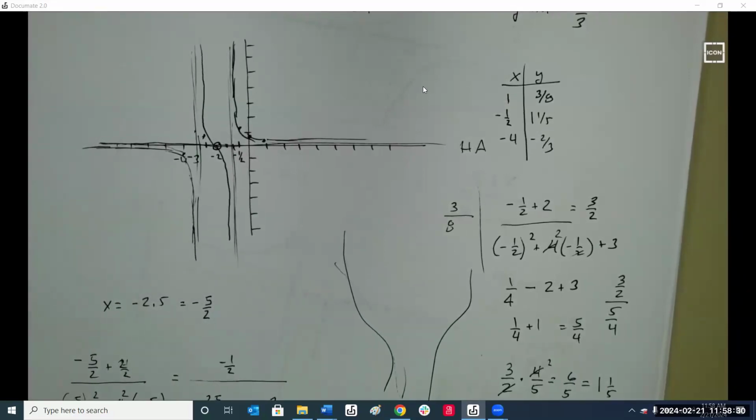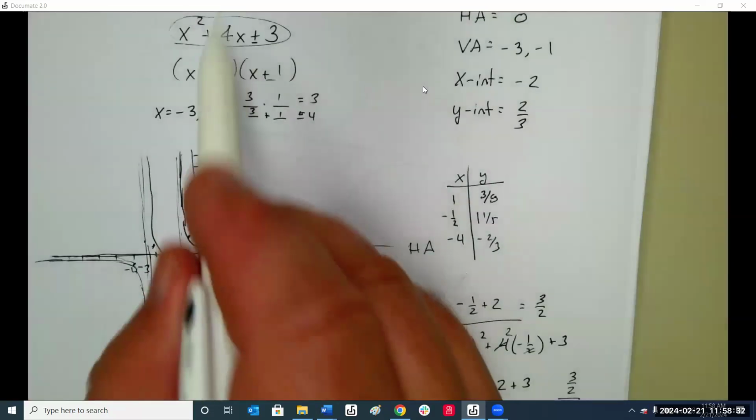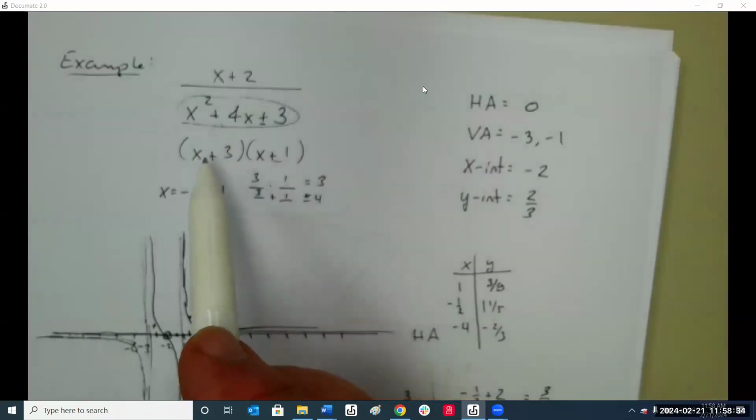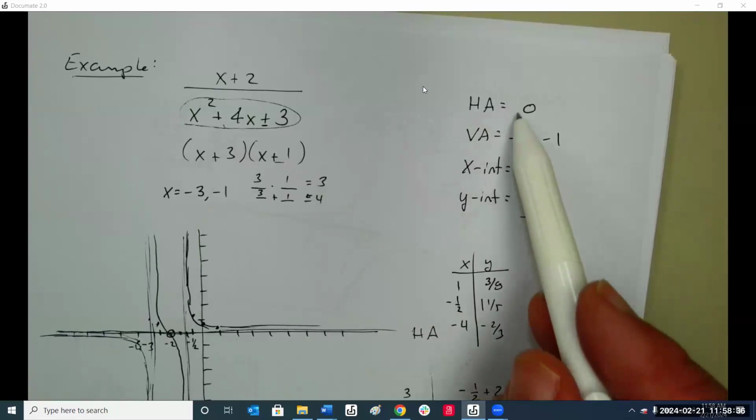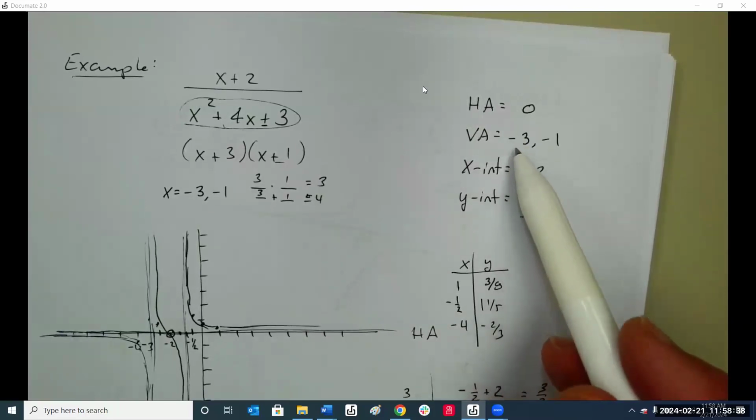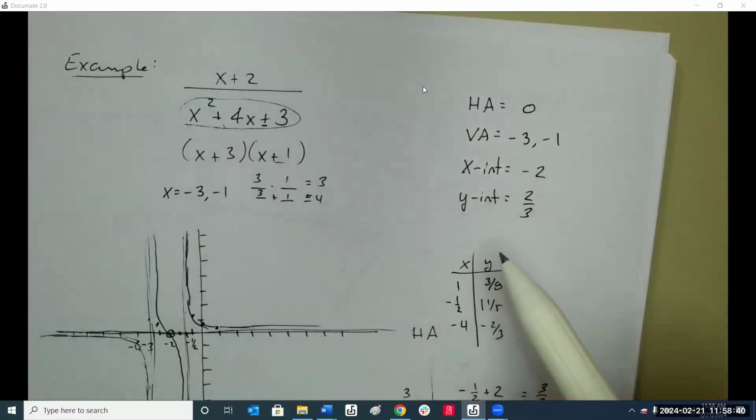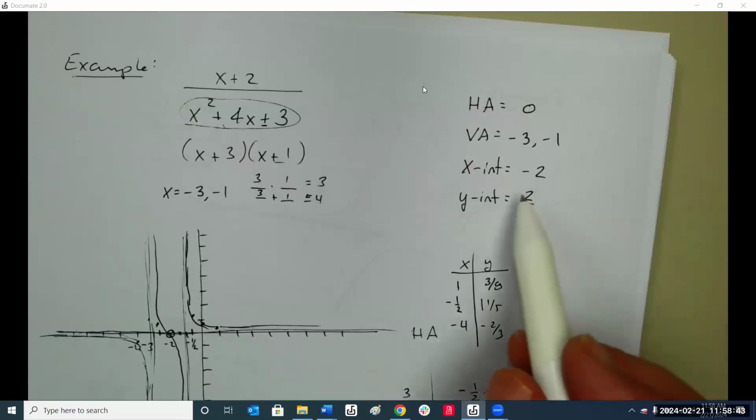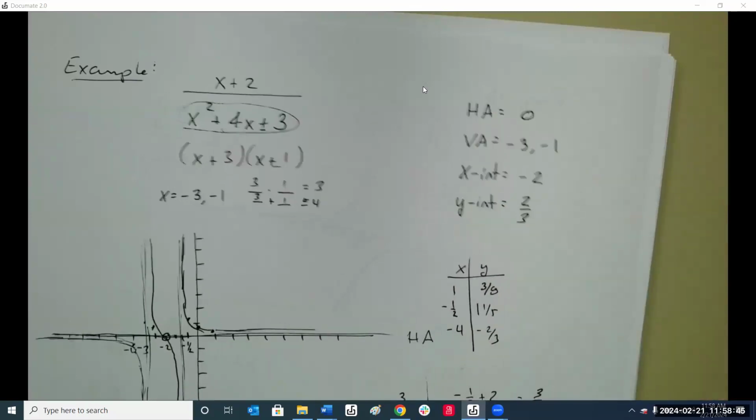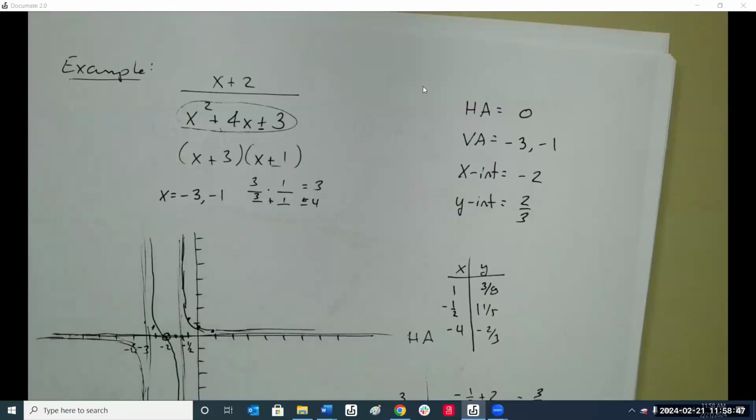So the steps are always the same. Whenever you have polynomials, factor them out first. Find horizontal and vertical asymptotes or any removable discontinuities. Then find the x and y intercepts and plot some points. You can't go wrong from there. One more.